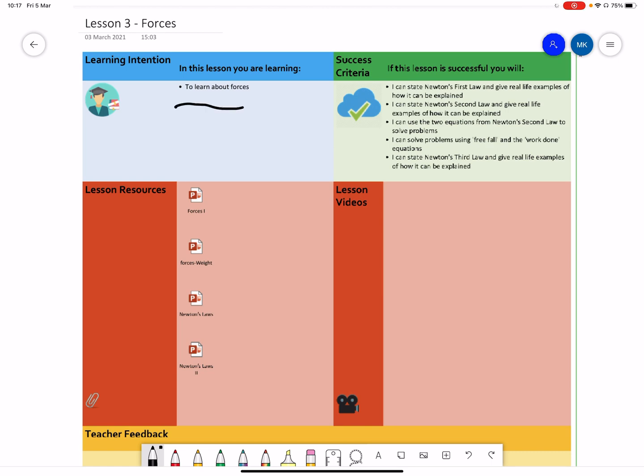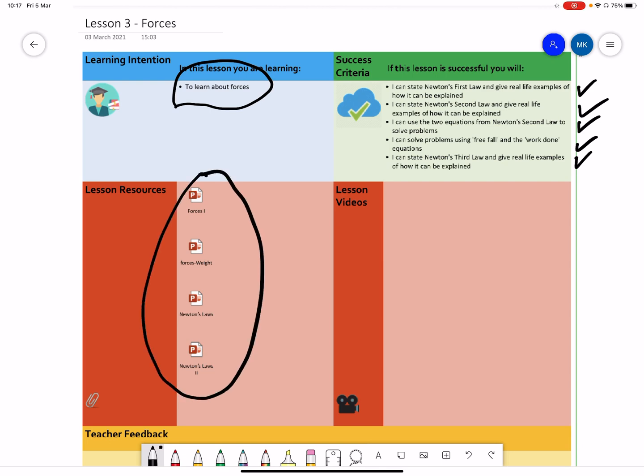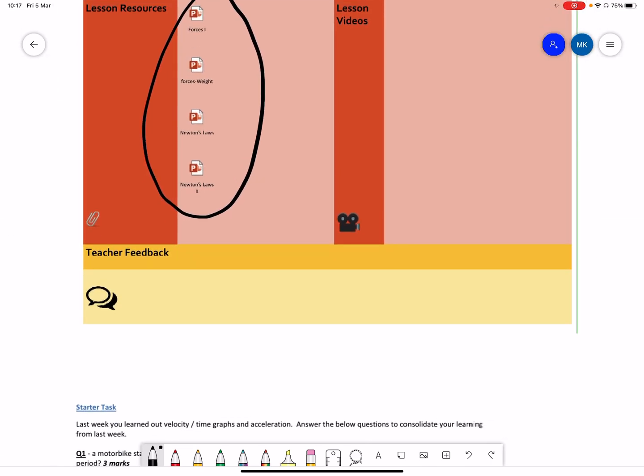So we're going to learn about forces, and your success criteria would be you should be able to state Newton's first, second, and third law and give real life examples. And we're going to be going through 2 or 3 equations that you should be able to use and solve problems with, all using forces. I've put the PowerPoints in there for you. You can look through them or you could just listen to this video. It's just going to be just as good, he said.